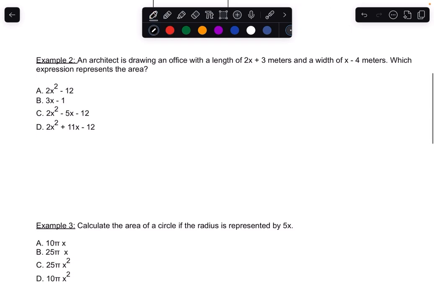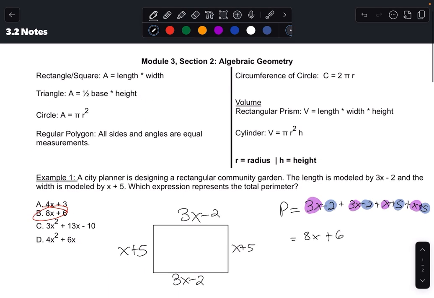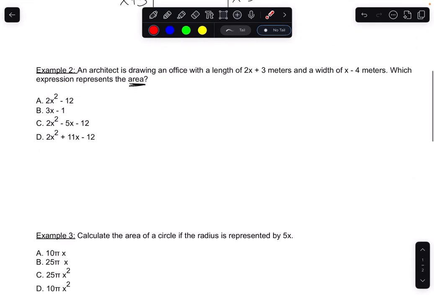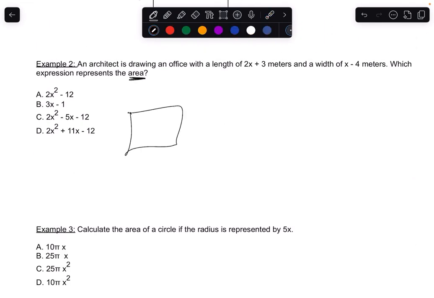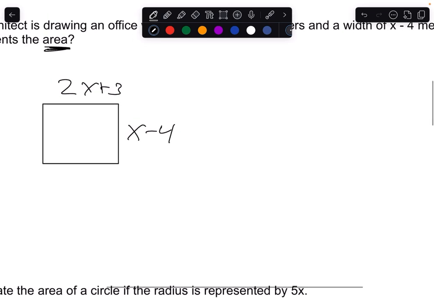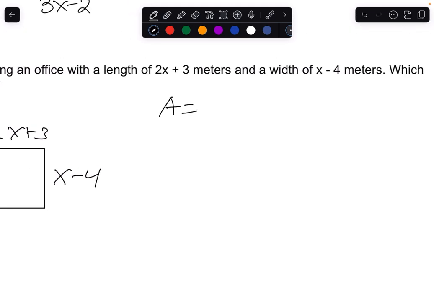Same idea, but now it's area. So for area of a rectangle or square, we'll multiply the length and the width together. That means you have a rectangle, you have a length of 2x plus 3, a width of x minus 4. To figure out the area, we said it was length times width, which in this case is 2x plus 3 times x minus 4. Remember, with multiplying, you have a couple different options.